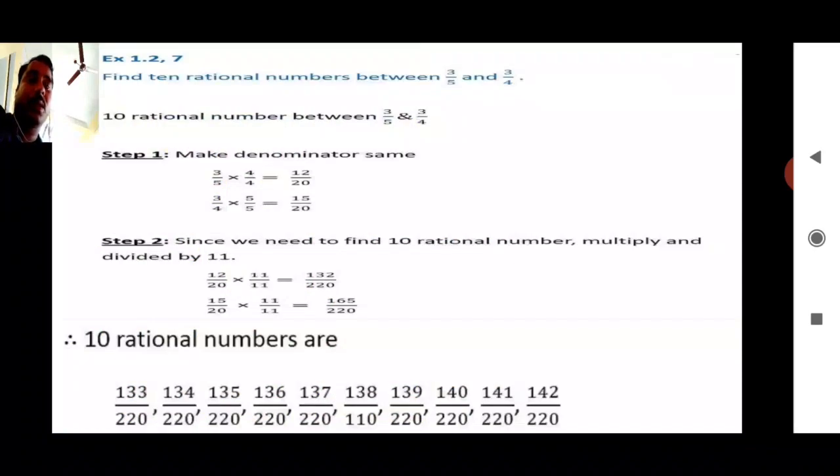Next one, find 10 rational numbers between 3 by 5 and 3 by 4. You will also get this by the same denominator method. Here 3 by 5 and 3 by 4 are the rational numbers. The LCM is 20, and we make the denominator the same. We get 12 by 20 and 15 by 20. Then we multiply by 11 and we get 132 by 220 and 165 by 220, and we can write rational numbers between these numbers.